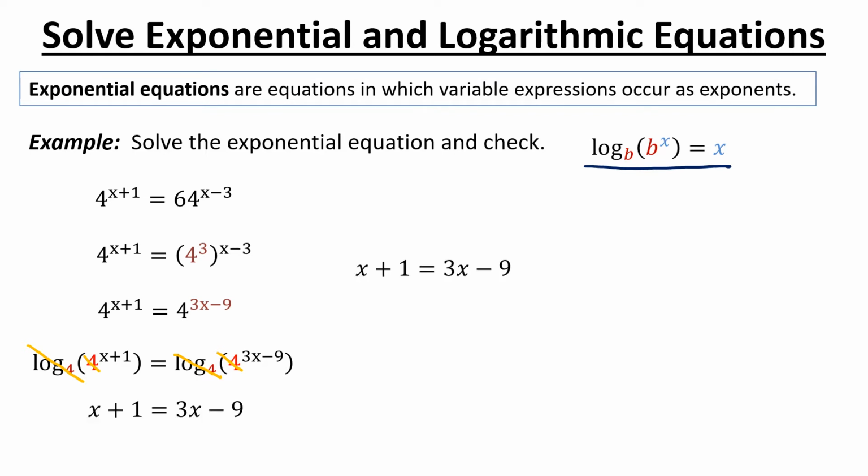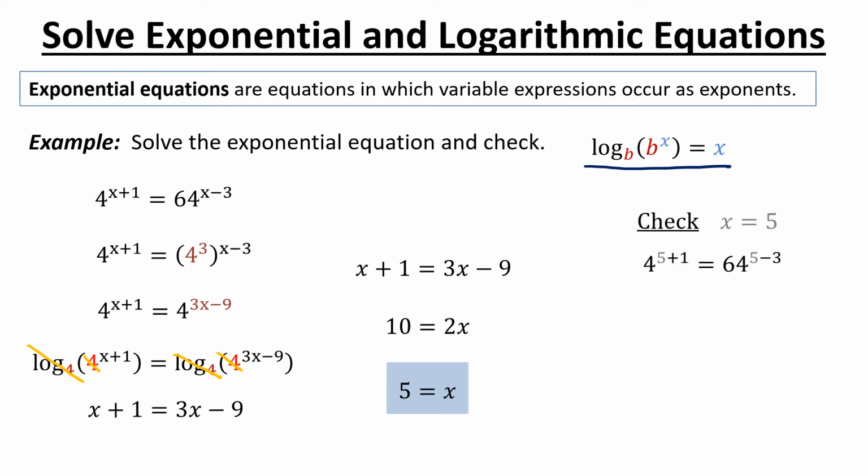Alright, so now we just have a linear equation we have to solve. Subtract x from each side, add 9, divide by 2, and we get that x equals 5. Let's check x equals 5 by substituting back into the original equation. And we end up getting that both sides are equal, confirming that x equals 5 is the answer.